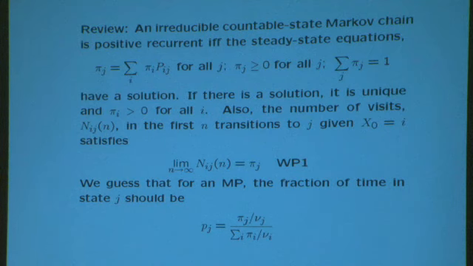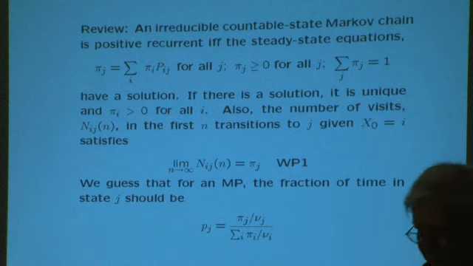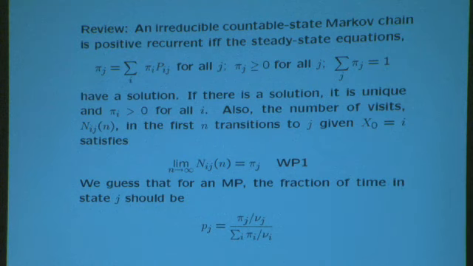Now, we guess for a Markov process, the fraction of time in state j should be p sub j equals pi sub j over nu sub j divided by the sum over i of pi sub i over nu sub i. Perhaps I should say I guessed that because I already know it. I want to indicate to you why, if you didn't know anything and if you weren't suspicious by this time, you would make that guess.